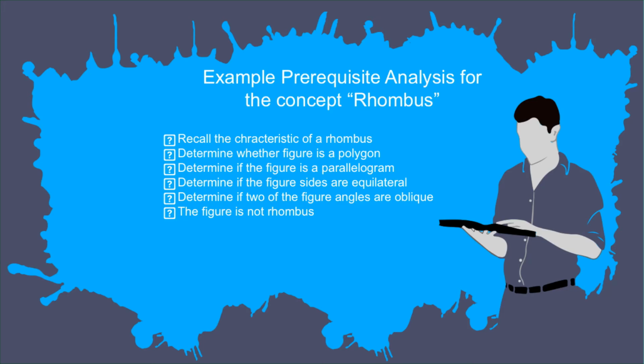So this is the example of prerequisite analysis for the concept rhombus. The first is recall the characteristics of a rhombus. Second, determine whether the figure is a polygon. Third, determine if the figure is a parallelogram. The fourth is determine if the figure's sides are equilateral. Fifth, determine if two of the figure's angles are oblique. And the last is the figure is not a rhombus.